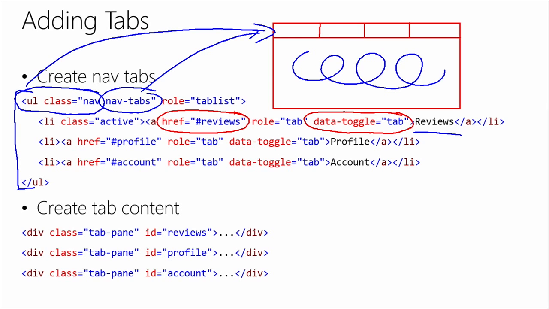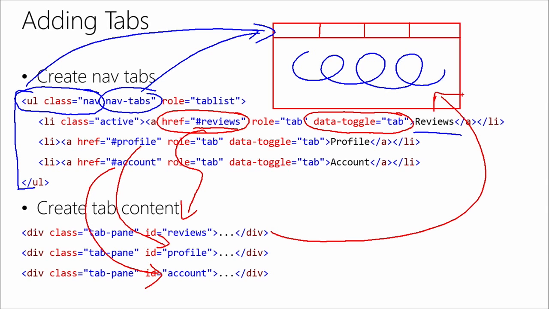Okay, sorry about that. In any event, the href, right here, you're going to notice pound reviews. Your CSS quiz for the day, what's pound? It's an ID. ID, yes. So, what you're going to notice is that reviews points to that, profile points to that, and account points to that. You do need the pound. And so that's what's going to determine what will, in turn, display right inside of that little tab box.